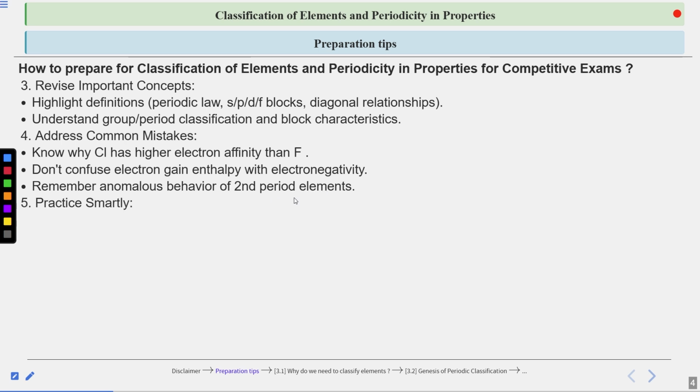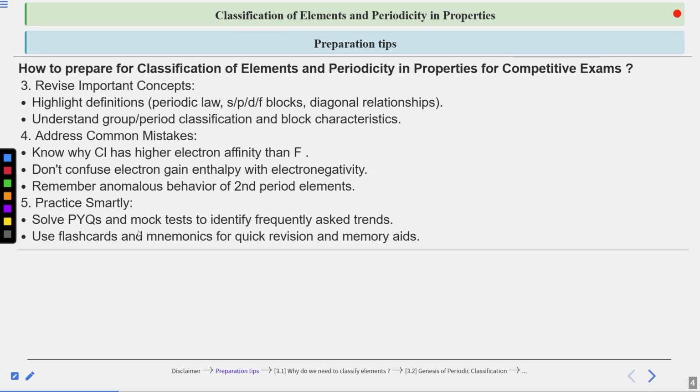And lastly, as I said, solve as many PYQs as possible, and also attempt the mock test which is there on our Sathee website. For learning these trends, try to use mnemonics, short tricks for learning the periodic table and the different trends.